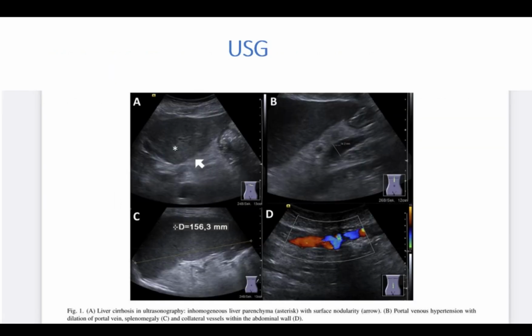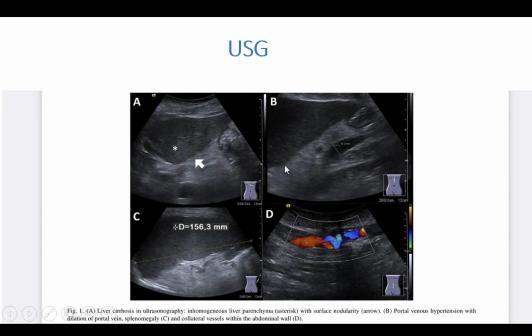Okay, let us see how it appears on different imaging modalities. For example, this is ultrasonography for a patient with liver cirrhosis. Here it shows inhomogeneous liver parenchyma and surface nodularity. Yes, coarse texture and surface nodularity here.